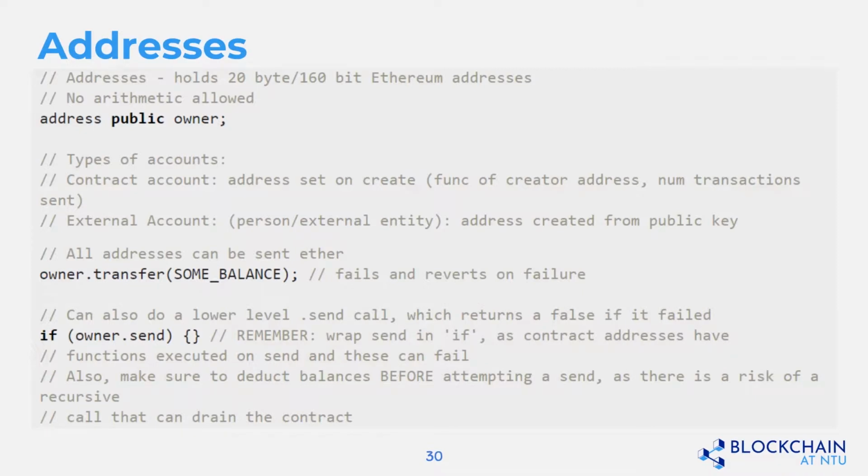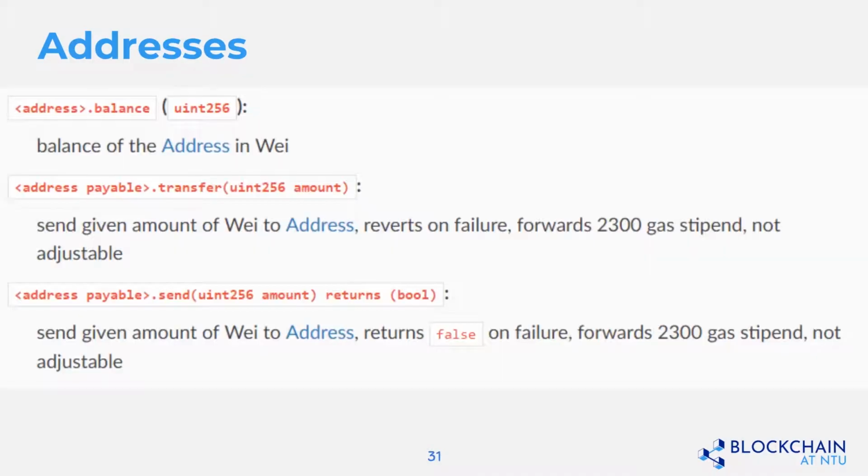Okay, so now let's go on to addresses. As all of you know, in Ethereum there's an address for each account. The address is actually a 20-byte Ethereum address, and this address variable keyword is a keyword on its own. With addresses, you can transfer money to them. The function is actually address.transfer a certain amount.